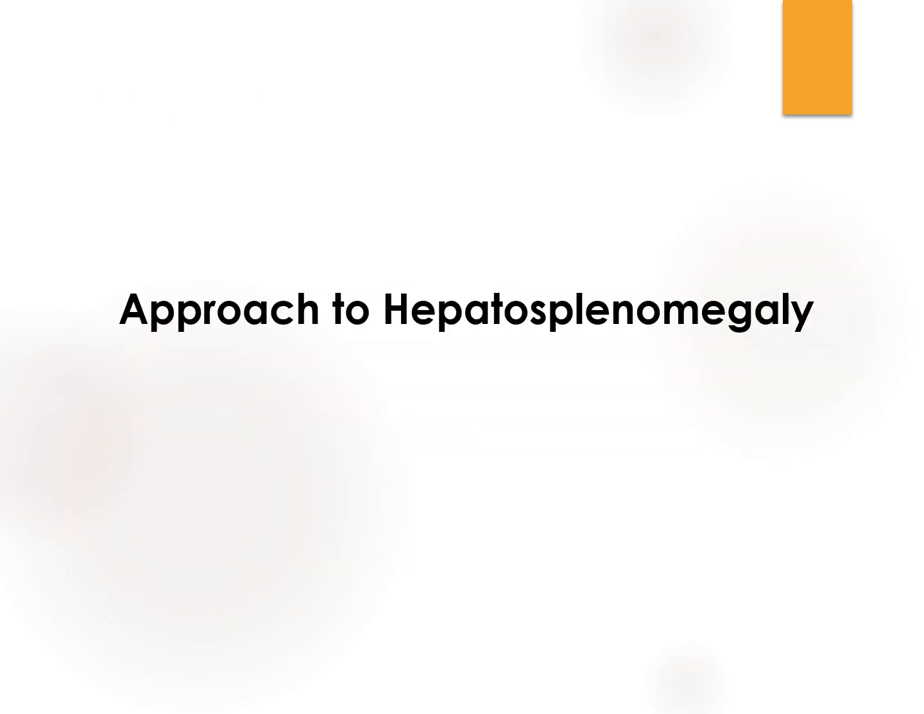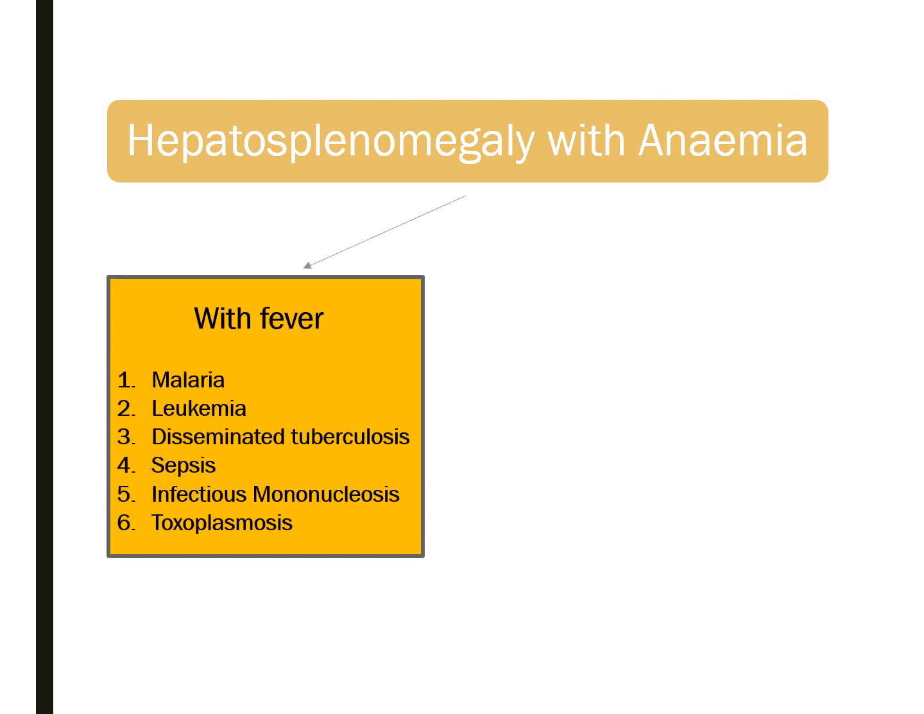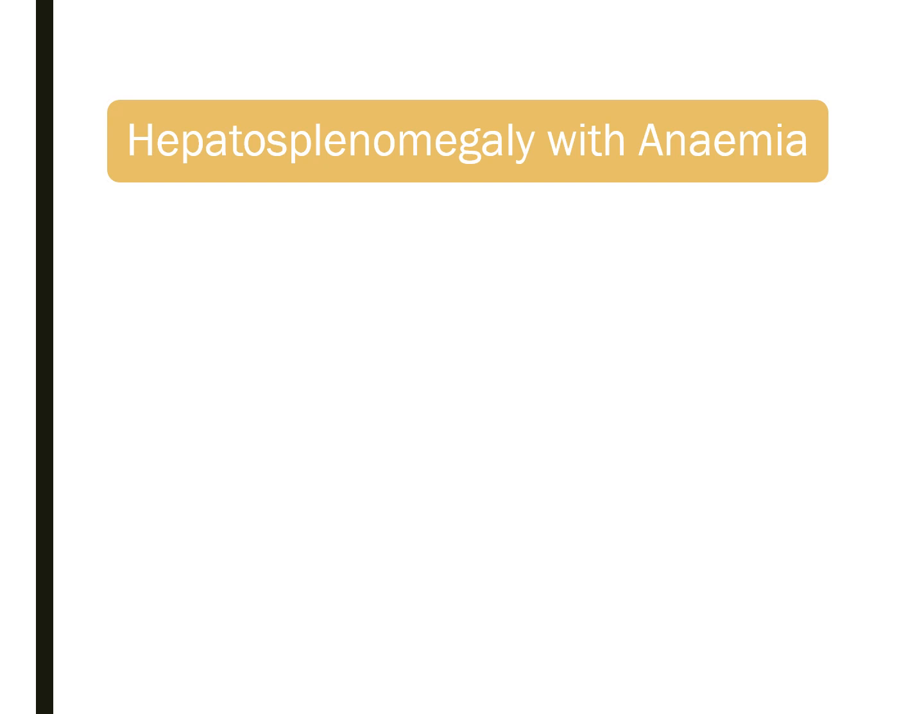Now the last is approach to hepatosplenomegaly. When hepatosplenomegaly is associated with anemia, then think about fever. So in malaria, leukemia, disseminated tuberculosis, sepsis, infectious mononucleosis, and toxoplasmosis, the patient will have hepatosplenomegaly with anemia with fever. Now without fever, think about hemolytic disorders: thalassemia, hereditary spherocytosis, sickle cell. Then think about glycogen storage disorder, Wilson disease, or leukemia.